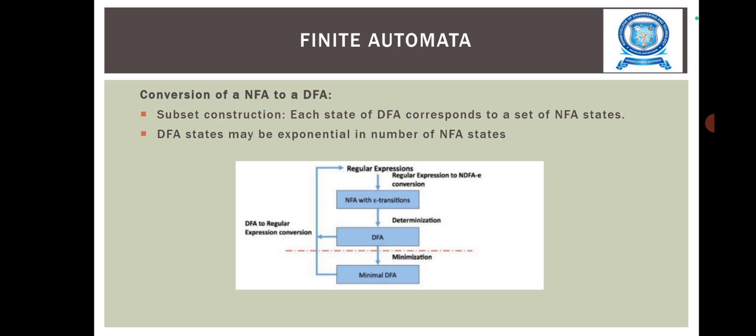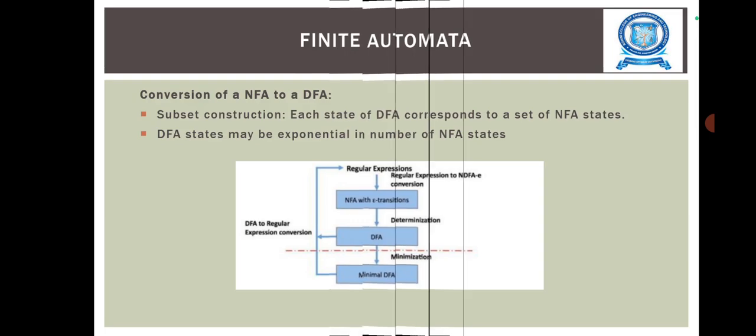The next one is the conversion of a non-deterministic finite automaton to a deterministic finite automaton. This diagram shows the subset construction, that means each state of the deterministic finite automaton corresponds to a set of non-deterministic finite automaton states. Here the number of states may be exponential in the number of non-deterministic finite automaton states. Thank you.